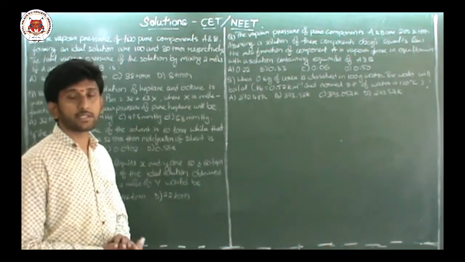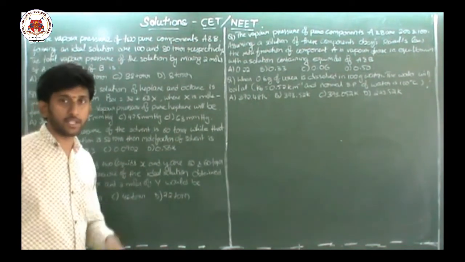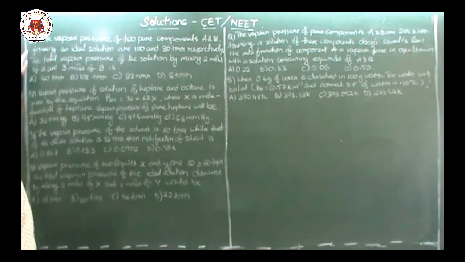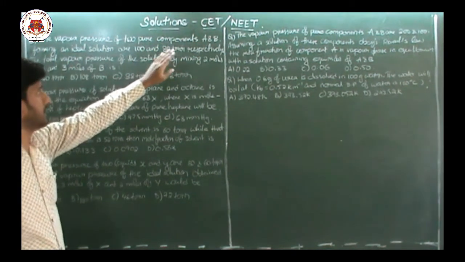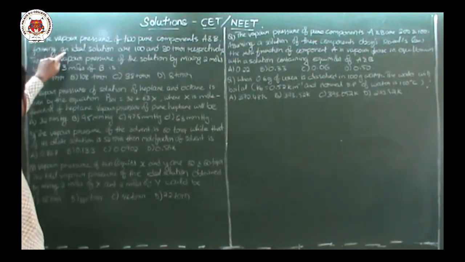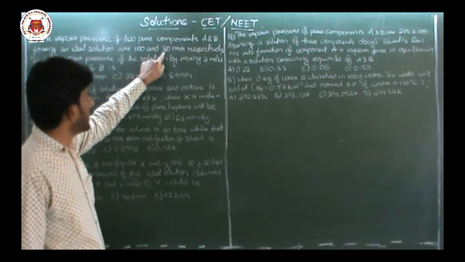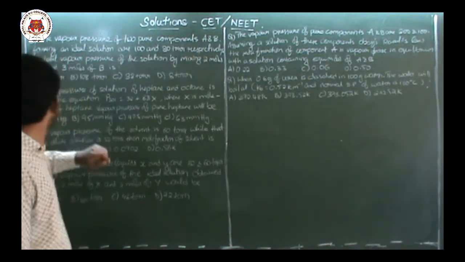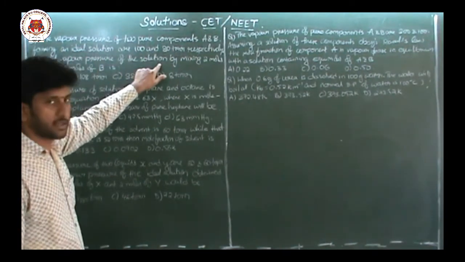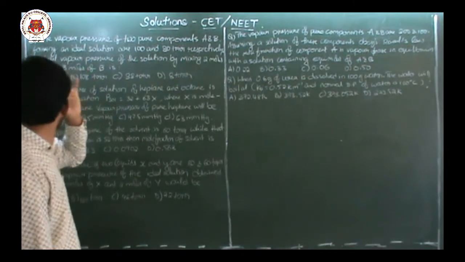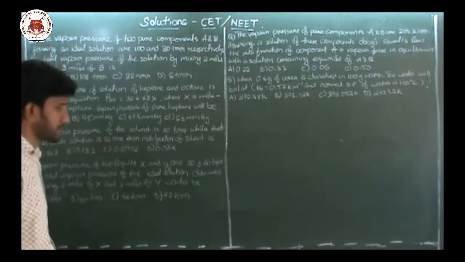So we are discussing the CET or NEET part of the solutions, and let's continue with the next question. The vapor pressures of two pure components A and B forming an ideal solution are 100 and 80 torrs respectively. The total vapor pressure of the solution by mixing 2 moles of A and 3 moles of B is.